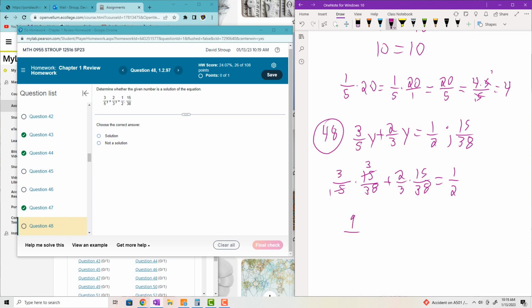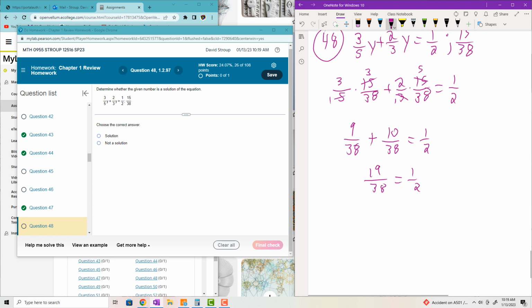This will end up being 9 over 38. 3 times 3 is 9 over 1 times 38. Plus, and then 3 goes in the 15 5 times. So I'll have 10 over 38. 9 plus 10 is 19 over 38. And of course that works. So you can divide top and bottom here by 19, but it's 1/2. So that one is a solution, and we're good to go.